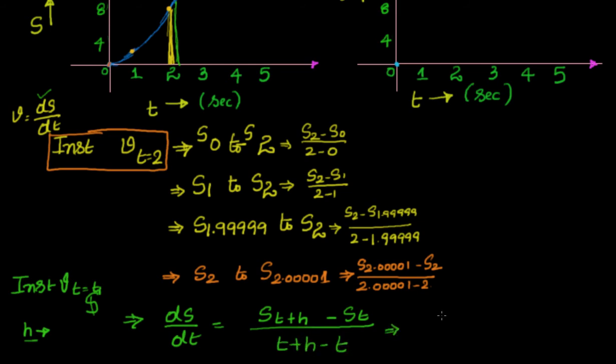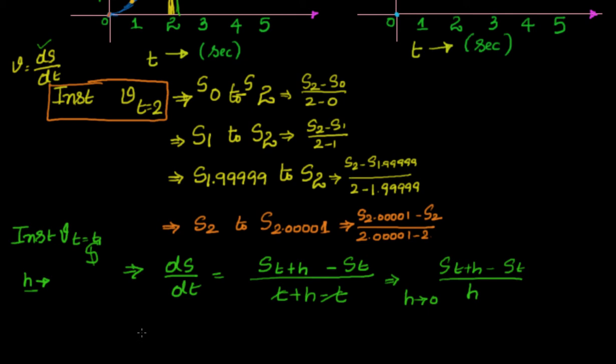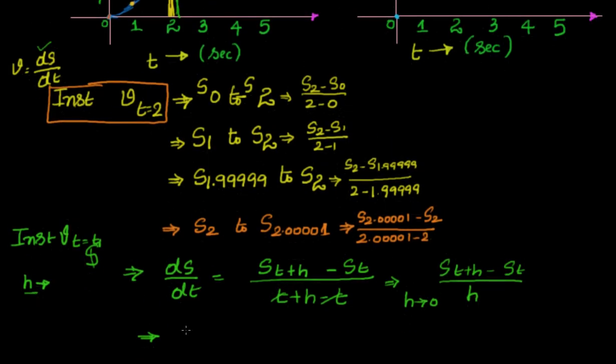That's nothing but equal to s of t plus h minus s of t, divided by h, since t cancels. And we are saying as h tends to 0, because we want to have an accurate value, that means at that time both of them should coincide. Now let us see what is s of t plus h, because our s is 2t square. So this is nothing but 2 into (t plus h) whole square minus s of t, which is 2t square, divided by h.